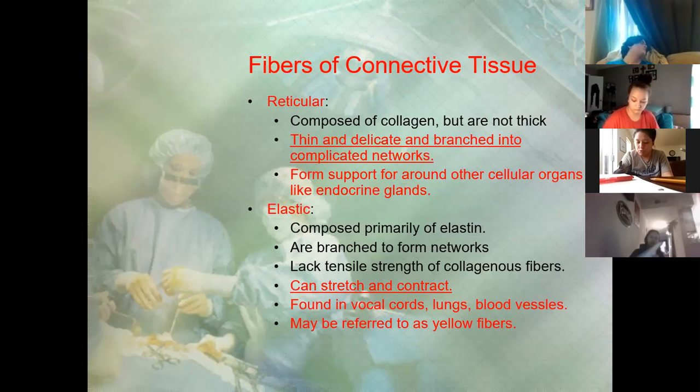Some more fibers of our connective tissue. We have some that are delicate, branched into networks. I think of these like hammocks. I have glands, I have organs that are just randomly suspended in my body. Think of my kidneys. Your kidneys are way higher up than what you think. Usually we're like, oh God, my kidneys hurt, and we point down here. No, that's not where your kidneys are. Your kidneys are nestled way up here, up under your rib cage. But they're just suspended there like a chandelier.